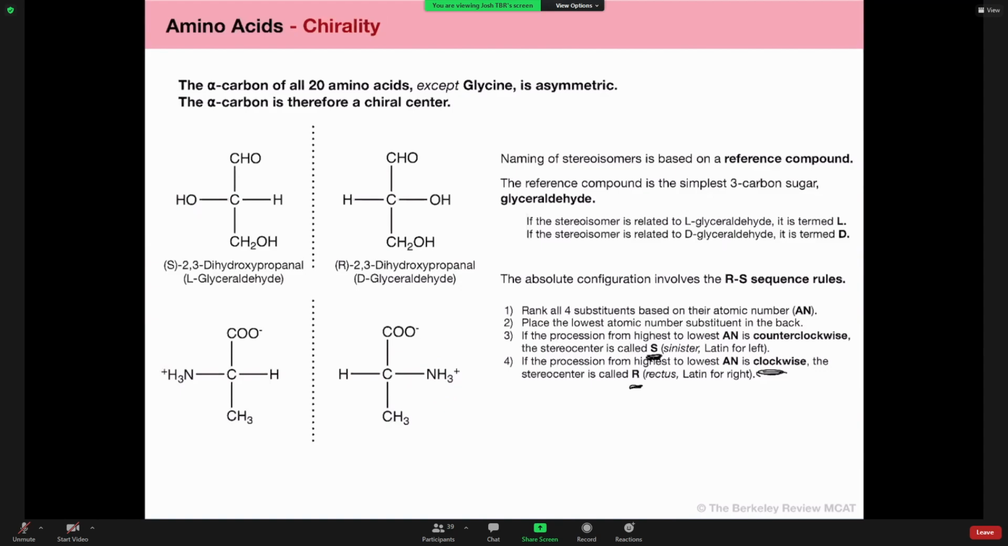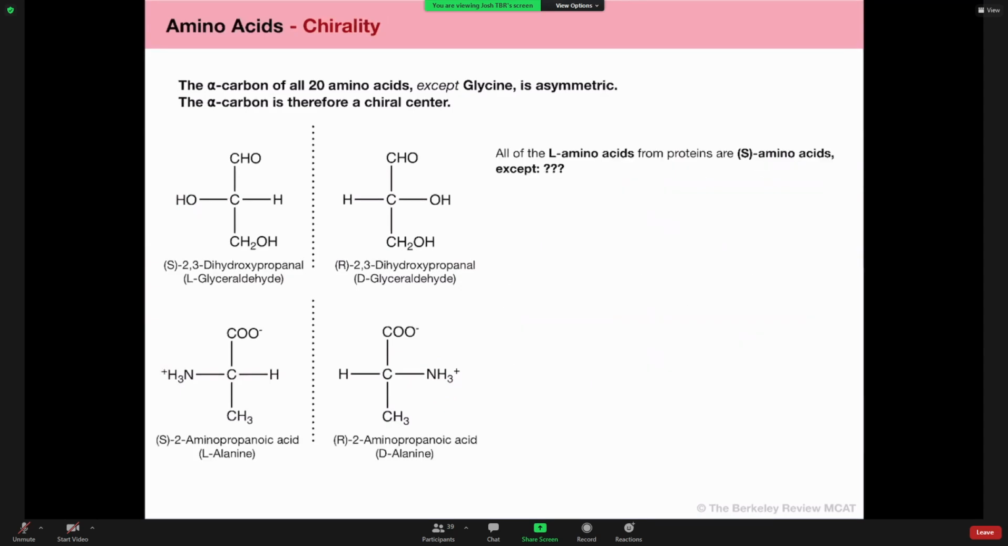Okay. So let's do a little bit of trivia, right? Just while we're on it. I like trivia. All of the L amino acids from proteins are S amino acids, except for, does anybody know? Nice. So there's actually 2 of them, right? This would be glycine. It's because it's asymmetrical, so you actually can't assign it.